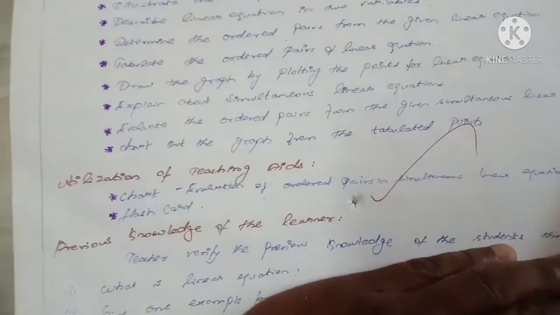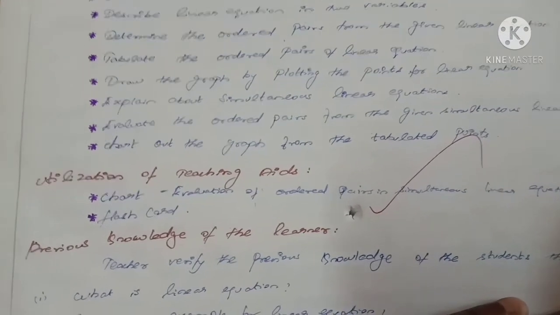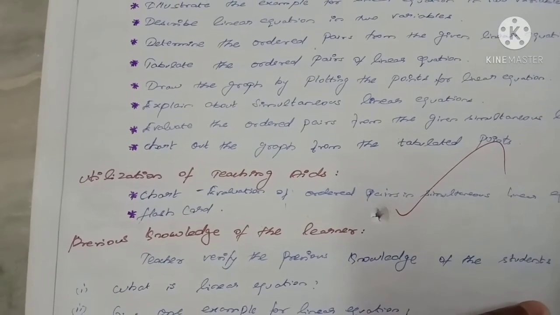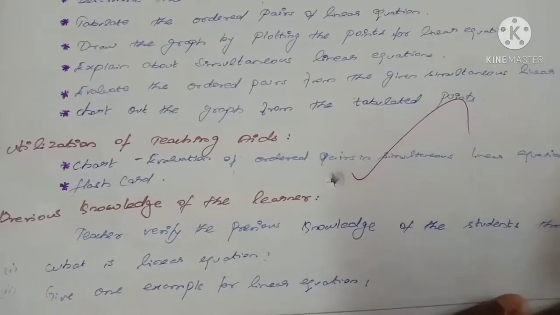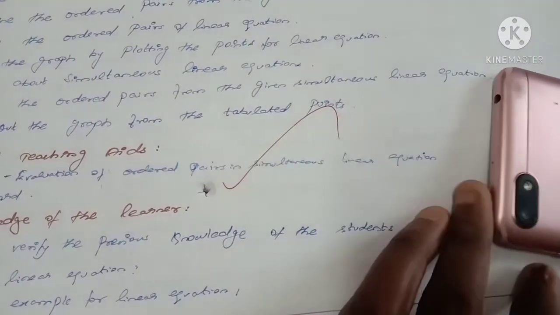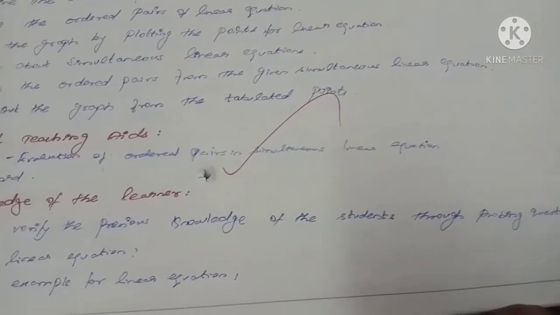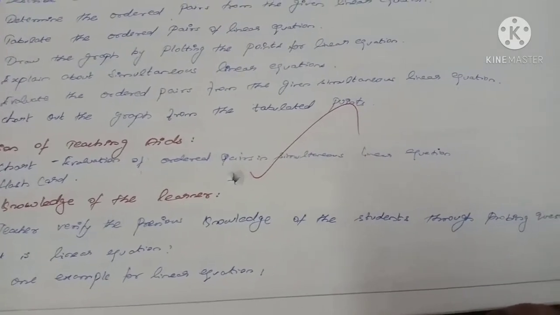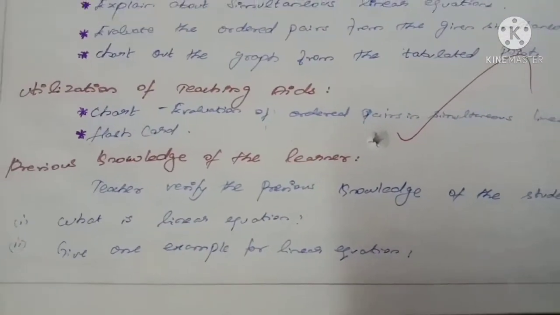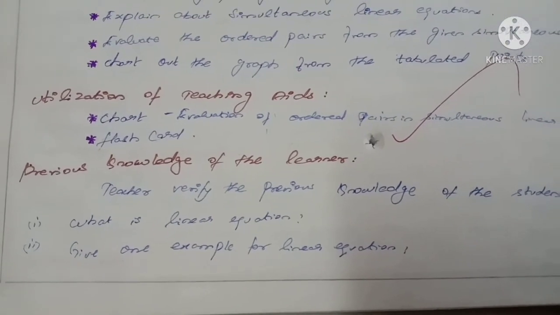The next topic is about utilization of teaching aids: chart and flashcard. Next topic is about previous knowledge of the learner. Teacher verifies the previous knowledge of the students through probing questions like, what is linear equation? Give one example for linear equation.